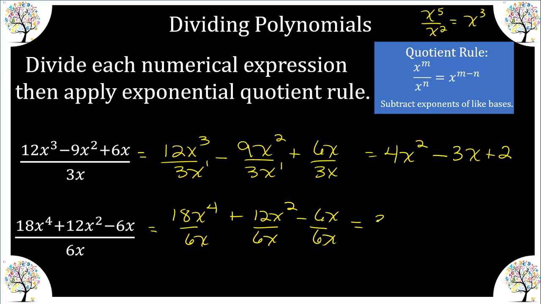18 divided by 6 is 3. X to the fourth divided by x to the 1 leaves us with x to the third. 12 divided by 6 is 2. X squared divided by x to the 1 is x. And 6x divided by itself is simply 1.